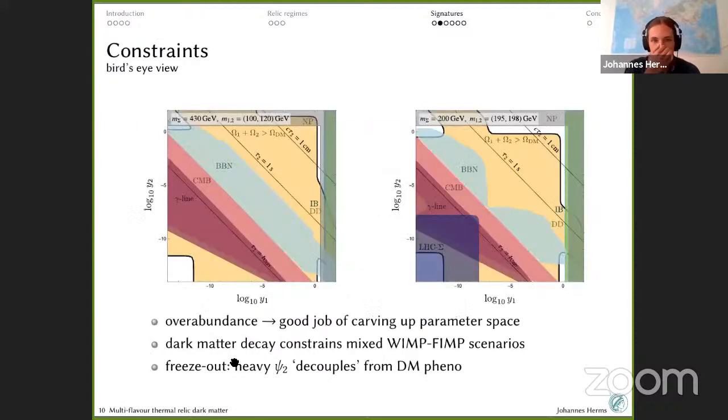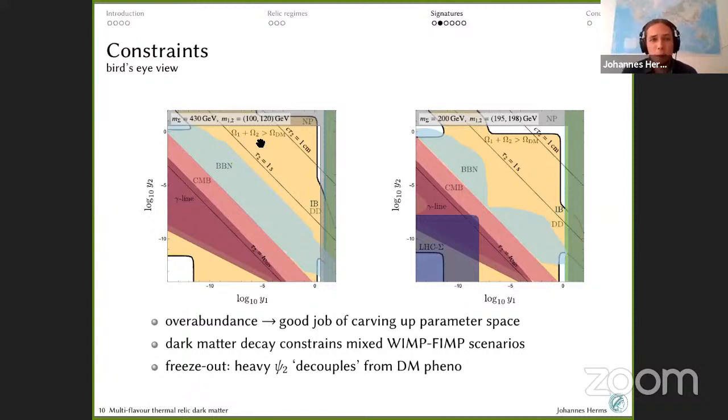So this now shows the same parameter space in the same plot as before, just showing an overabundance constraint here in orange. And you see that overabundance does a really good job of carving up parameter space. So there is a viable region in the FIMP region and the viable WIMP region. There are these mixed regions, which are viable from overabundance, but dark matter decay constraints in the early universe do a pretty good job of constraining these.